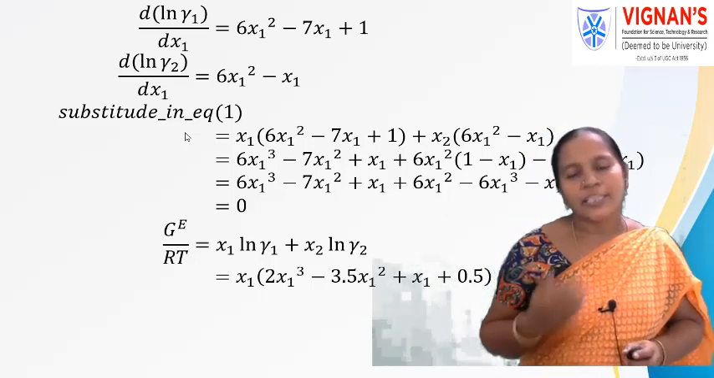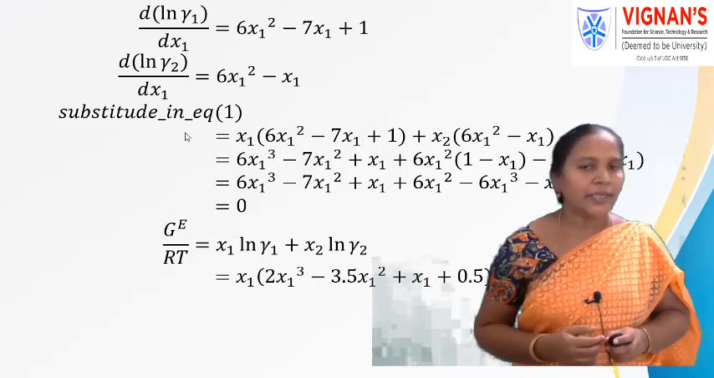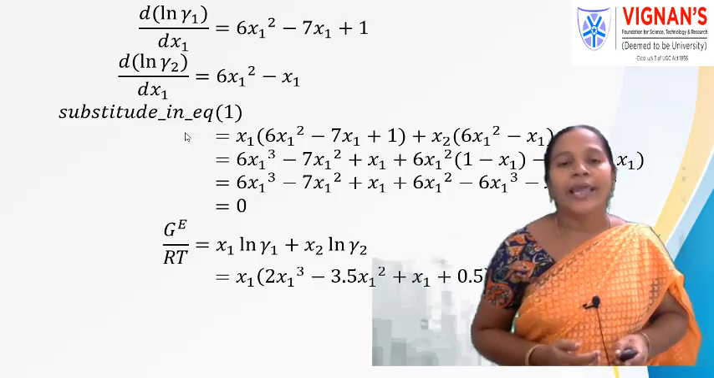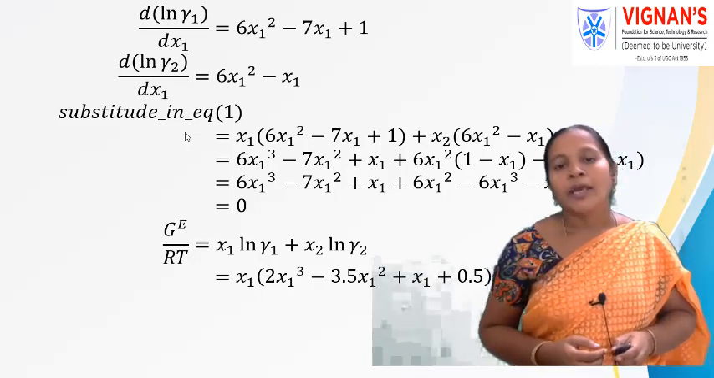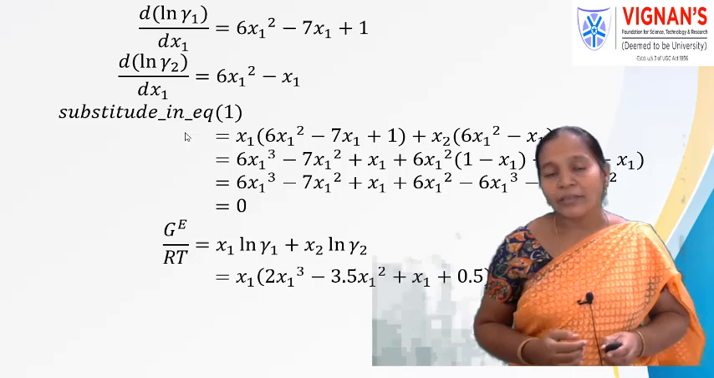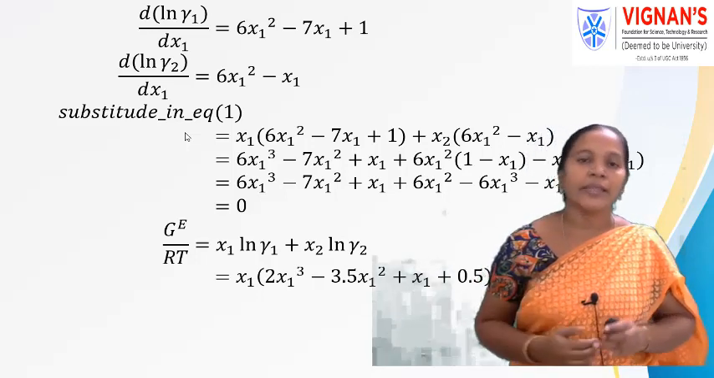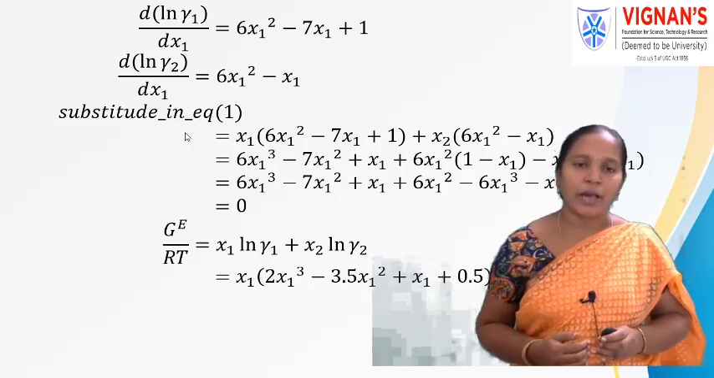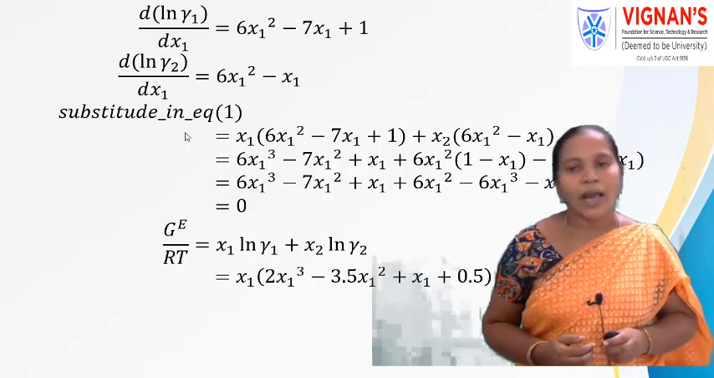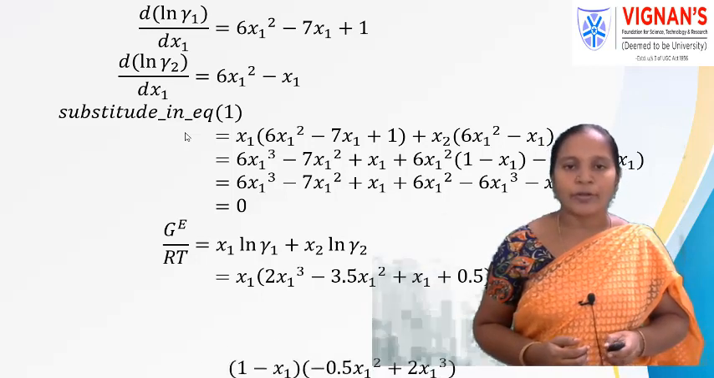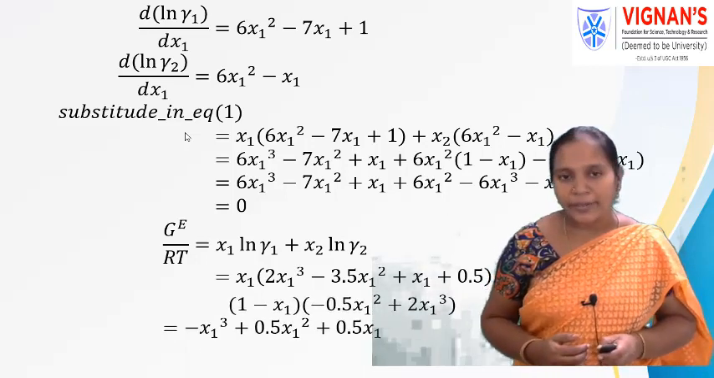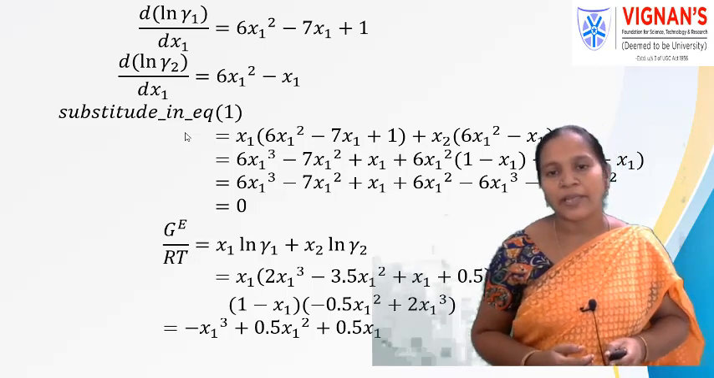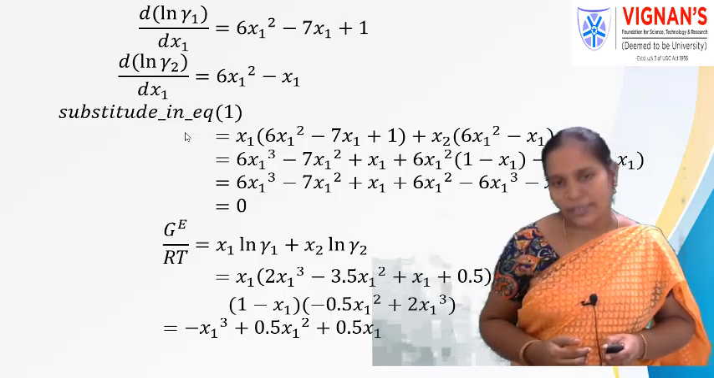We know the expression for GE by RT is equal to x1 ln gamma 1 plus x2 ln gamma 2. Here we already calculated ln gamma 1 and ln gamma 2. Then substitute the values of ln gamma 1 and ln gamma 2 in GE by RT. Therefore, we will get minus x1 cube plus 0.5 x1 square plus 0.5 x1.